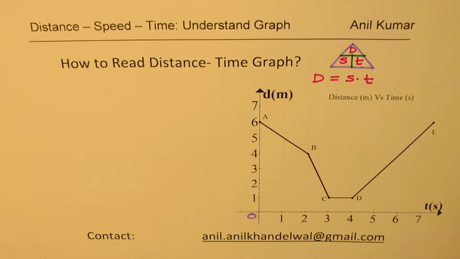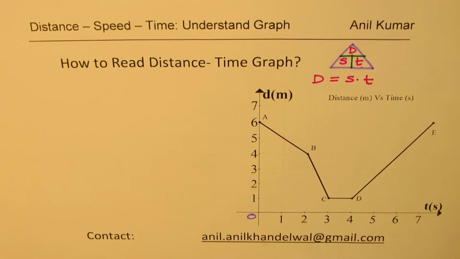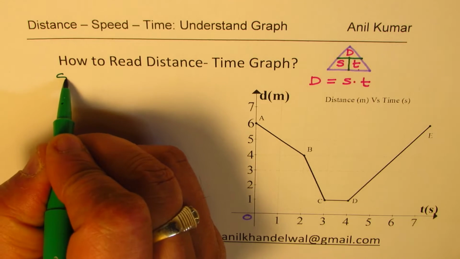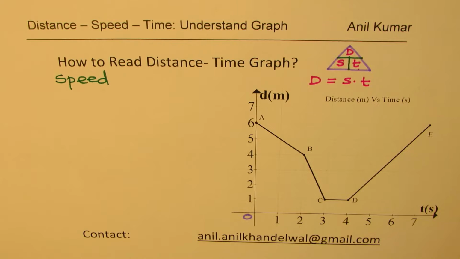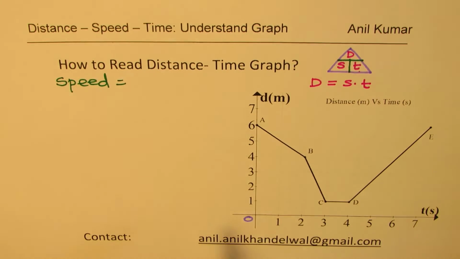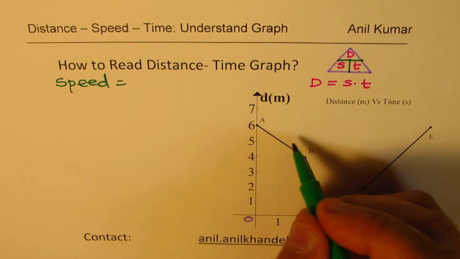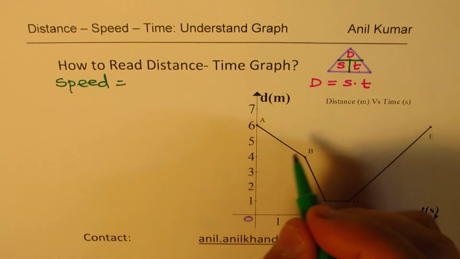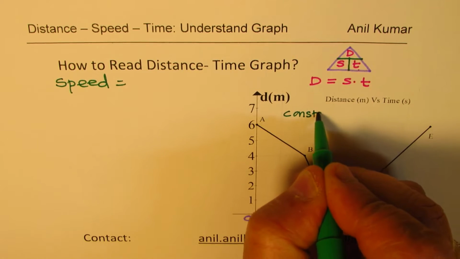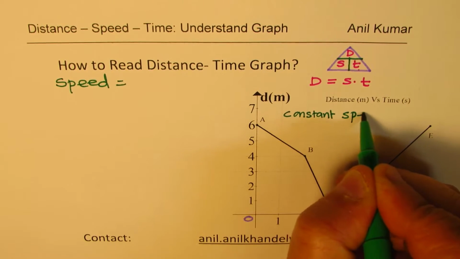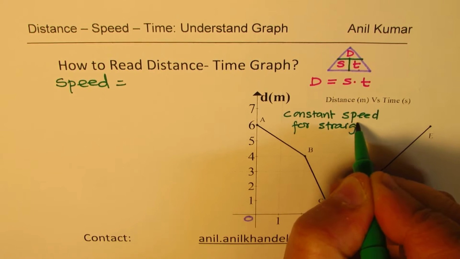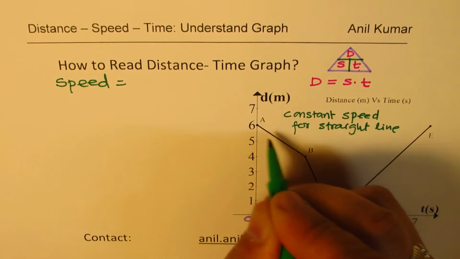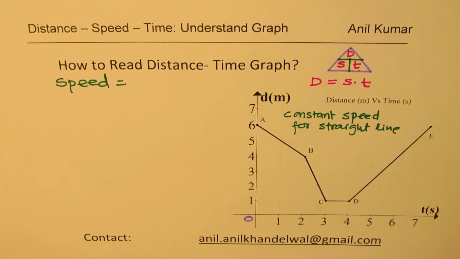Now most of the time when you are given distance and time, what is missing? Well, the speed is missing, right? So one of the important things to always figure out is the speed. Now speed you could find in different intervals. So what will the speed be? A straight line shows a constant speed, right? So a straight line shows a constant speed. Let me write down: constant speed for straight line. Okay, remember that, right? So all these straight lines mean it is a constant speed.